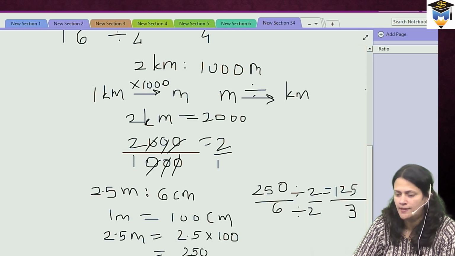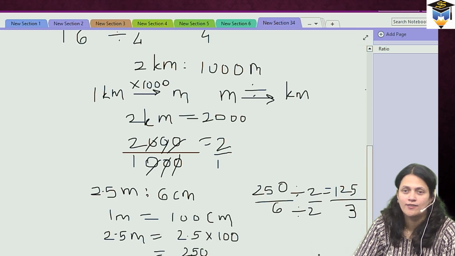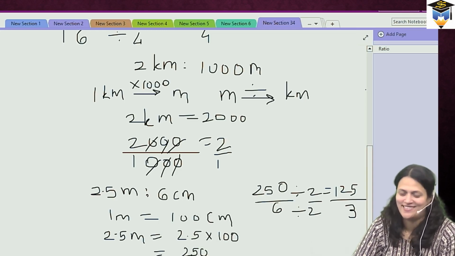Everybody got the answer? So let us go to the next part. Okay, how many of you understand Marathi? No one. Okay, all right.